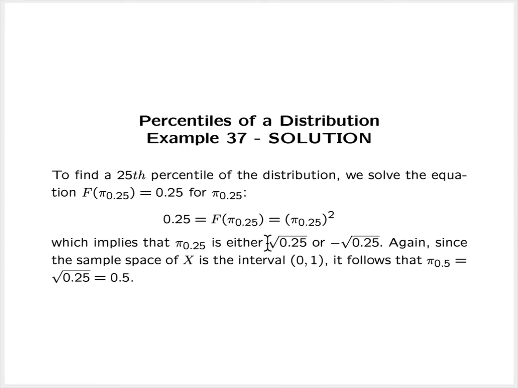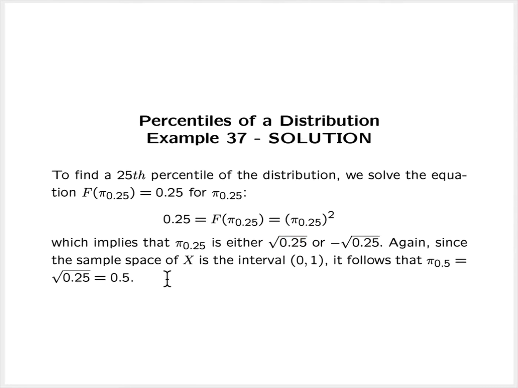Either the square root of 0.25 or negative square root of 0.25. And again, since the sample space of this random variable is the unit interval from 0 to 1, it would be impossible for a negative value to be the 25th percentile of this distribution. So even though mathematically this is a potential solution, it's not a real solution in this case because of the nature of the problem. So the only 25th percentile of this distribution is the square root of 1/4, which is 1/2.